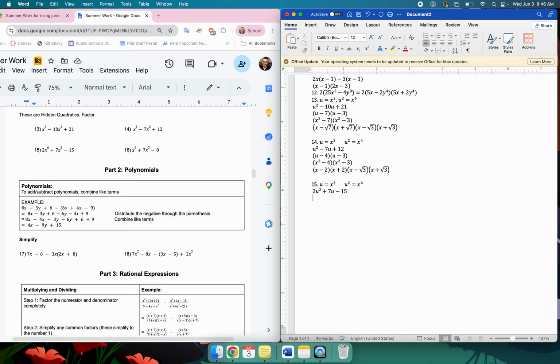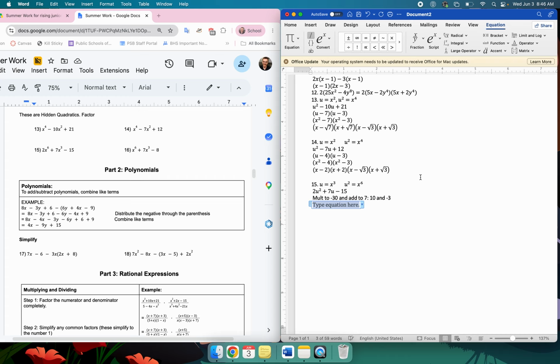How do you factor this? Like I've said before, you can guess and check your way through it. I'm going to use the method of splitting the middle because the lead coefficient isn't 1, so it's sort of annoying. What I do is I look at the product of these two numbers. 2 times negative 15, that's negative 30. So I want a pair of numbers that multiply to negative 30, and add to this middle number, 7. What numbers do that? I think 10 and negative 3. 10 and negative 3 multiply to negative 30, and they add up to 7.